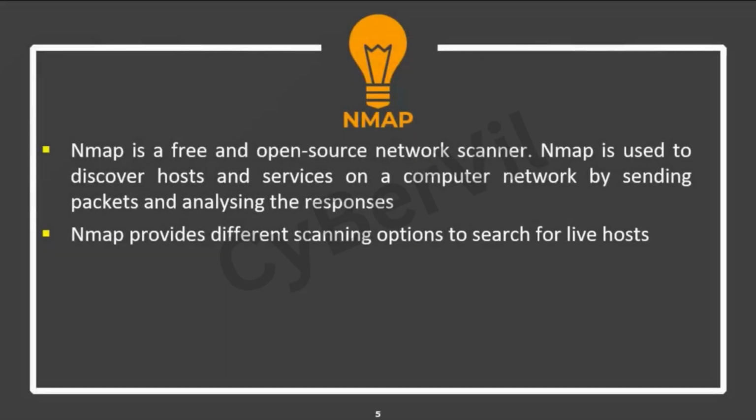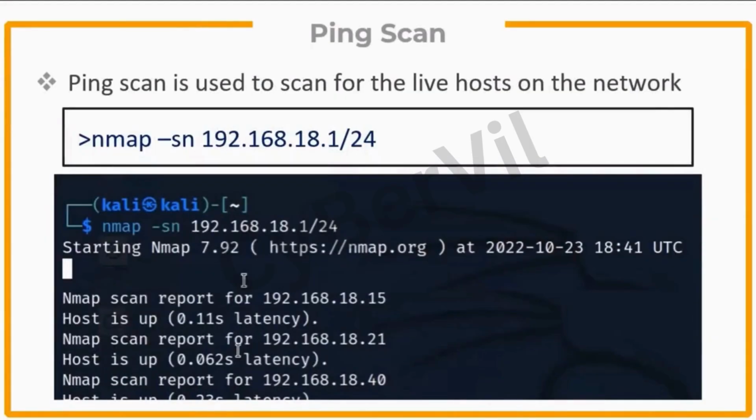The second tool is Nmap. Nmap is a free and open source network scanner. It can be used to discover hosts and services on a computer network by sending packets and analyzing the responses. Nmap provides different scanning options to search for live hosts. We can use Ping Scan to discover live hosts on the network. Just use the flag -sn with Nmap and provide the IP range.